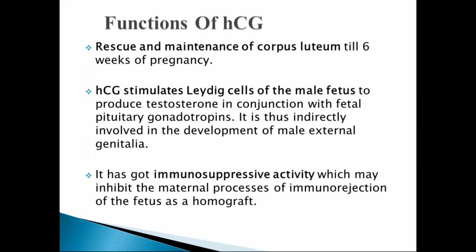So the main functions of HCG are, first, rescue and maintenance of the corpus luteum till 6 weeks of pregnancy. This HCG is secreted by syncytial trophoblastic cells of the developing placenta, which maintains the function of the corpus luteum till 6 weeks, after which this function is taken over by the placenta, which is the main powerhouse of the endocrine during pregnancy.